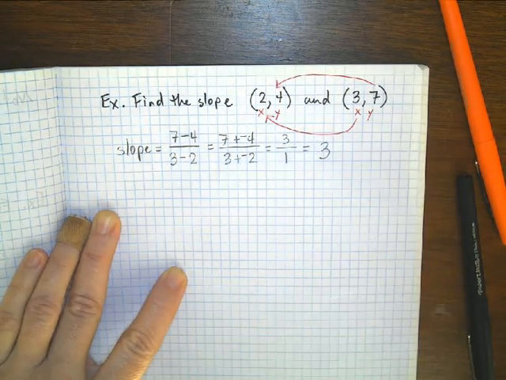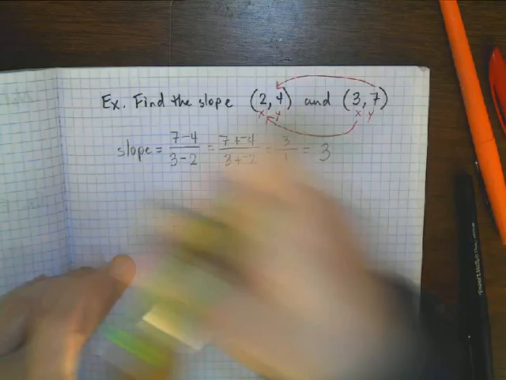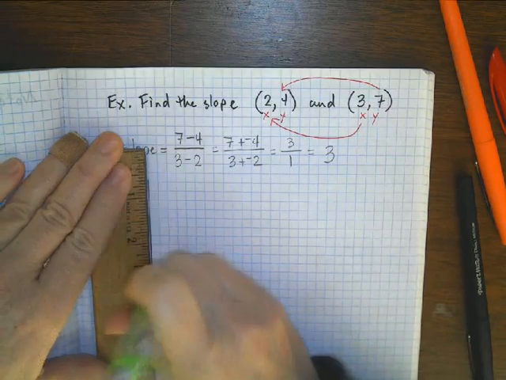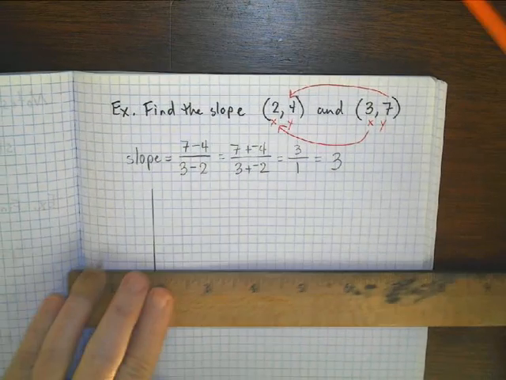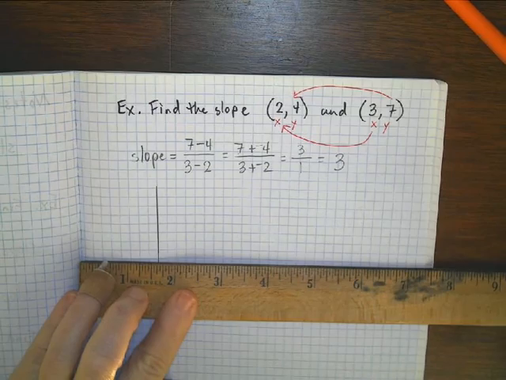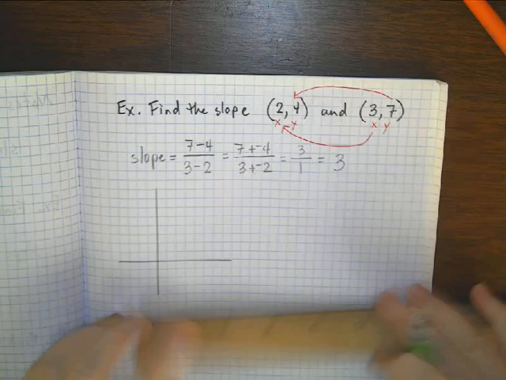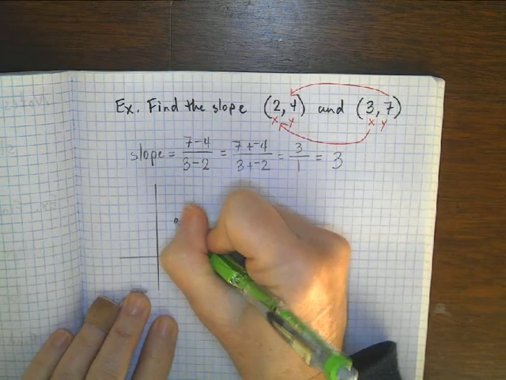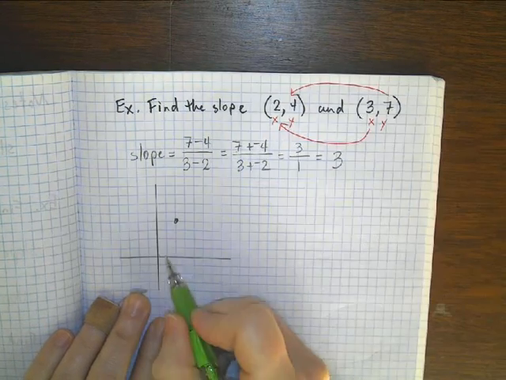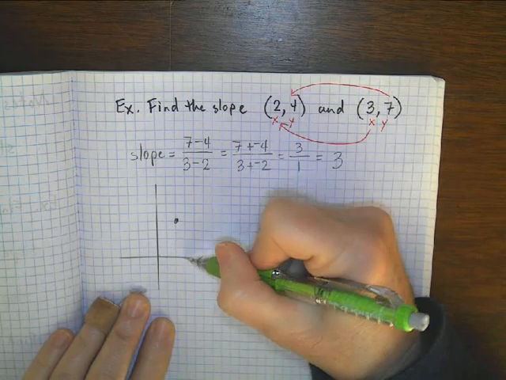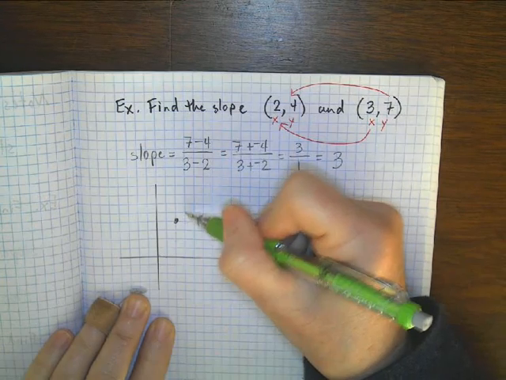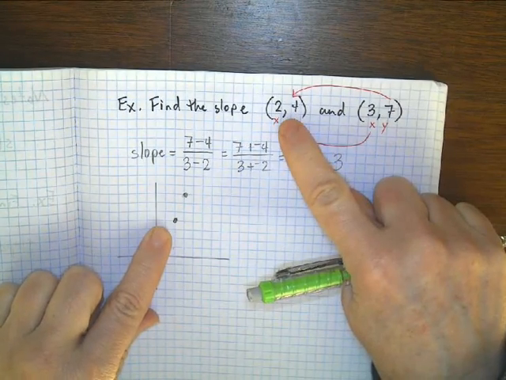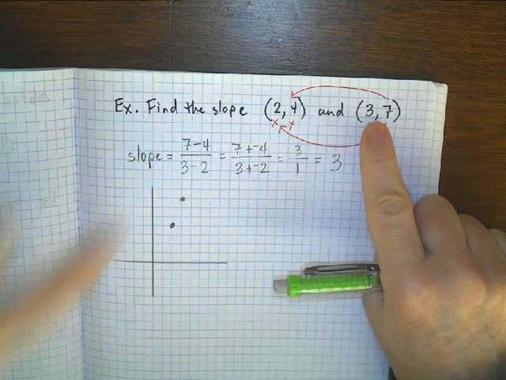Now let's check it. Let's check and see if that really worked. If I graph it, do I get the same answer? So I'm going to set up a graph, and I want to check and see, did it really work? So 2, 4. 1, 2, 3, 4 is right here. And then 3 and 7. 1, 2, 3, and then up 7. 1, 2, 3, 4, 5, 6, 7. So here's my first point, 2, 4. And my second point, 3, 7.